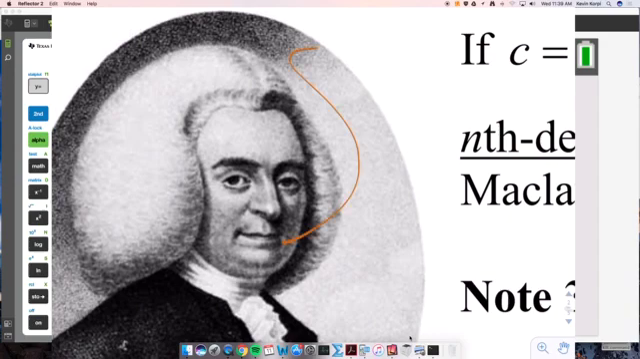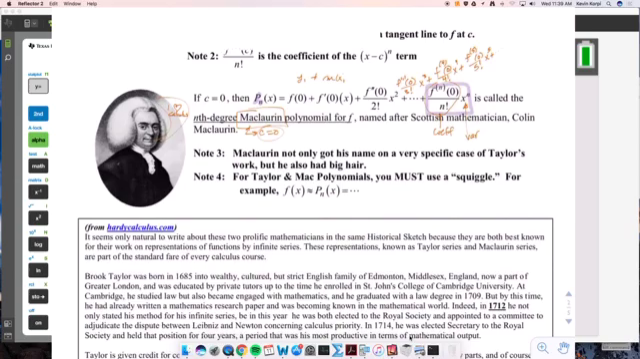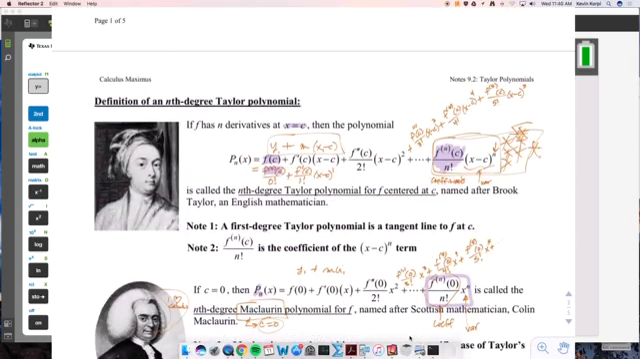Here's what we know about both of them. Integral, derivative, calculus, right? Okay, sweet. Let's try it out. Let's see, we have time.